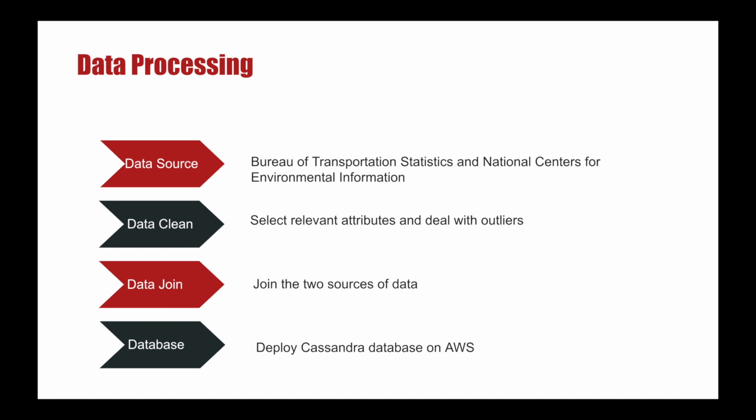In the data processing part, we showed how we gathered flight delay data from the Bureau of Transportation Statistics and the weather data from the National Centers for Environmental Information. We mainly focused on key factors affecting delays, dealt with outliers, and merged flight and weather data by matching airport names and dates.